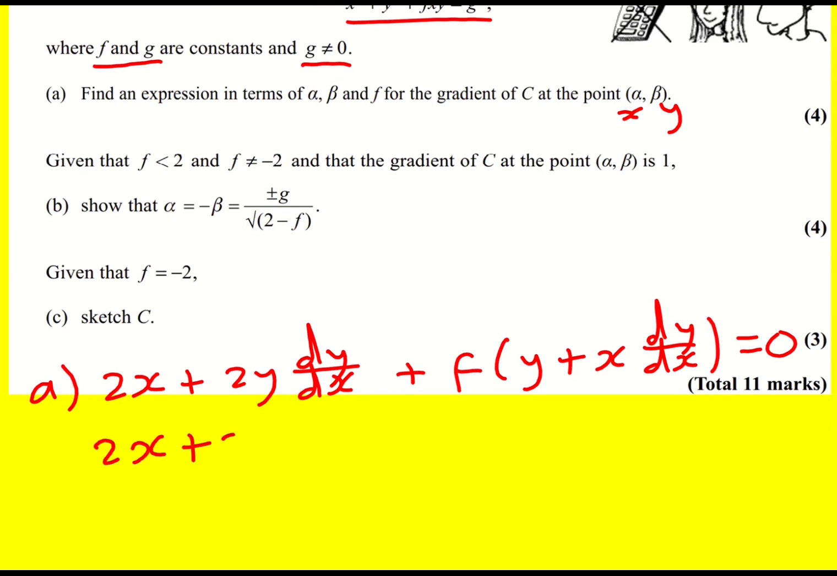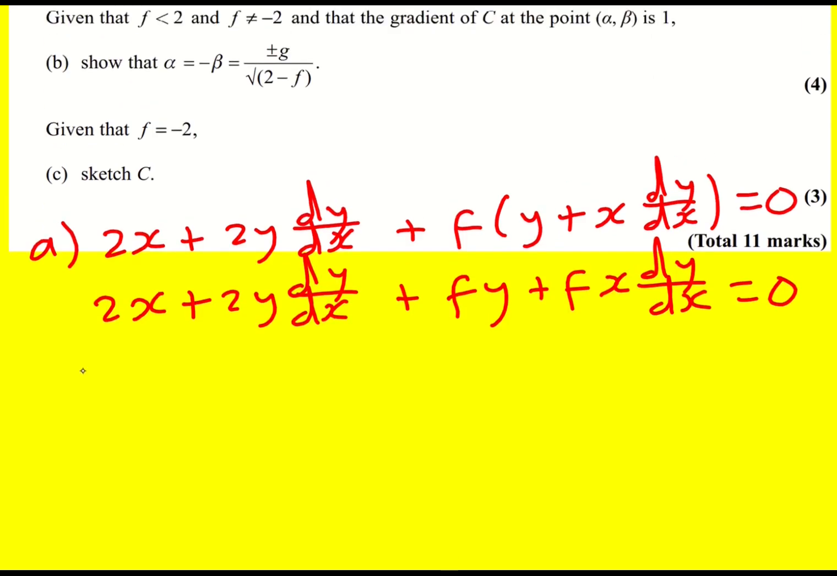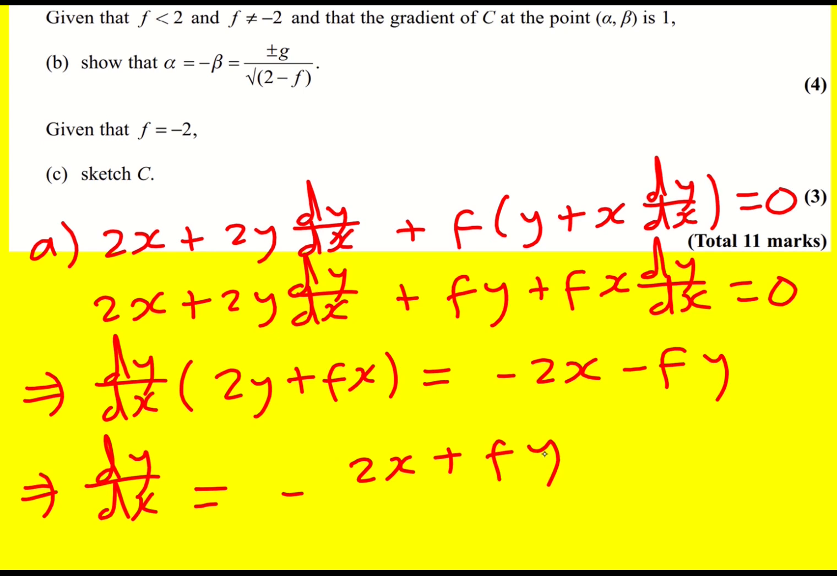Just need to tidy this up a bit. And now I'm going to factorize out that dy by dx. So it will be 2y plus fx. Meanwhile, I'll minus the other terms from both sides to get minus 2x minus fy. And then we can make dy by dx the subject. Maybe I take the minus out here as well, so it's actually minus 2x plus fy all over 2y plus fx.